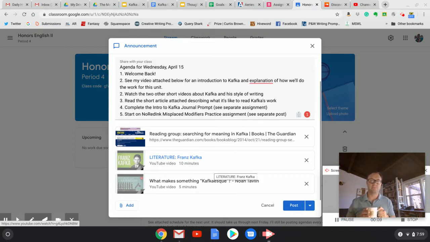Anyway, today we are starting the next unit, which is going to be on Kafka and his short fiction, which I gave to you before we left long ago. So it's that skinny looking little book that says The Metamorphosis and Other Stories. Today I'm going to go over how that work's going to go and then also give you a little introduction to Kafka because he's a unique guy.